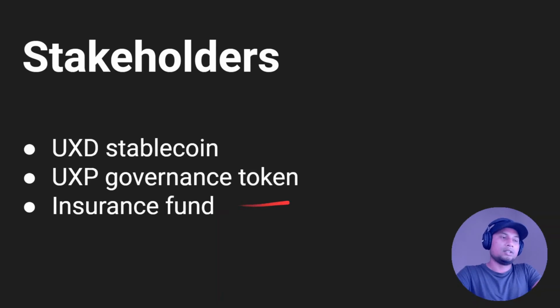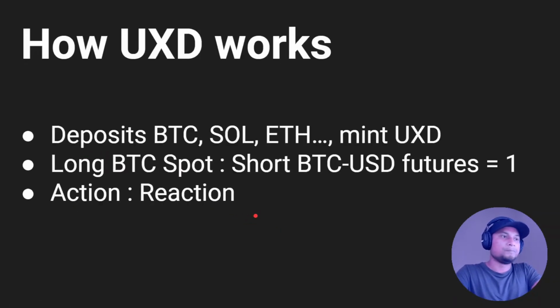Okay, and these are the three main stakeholders within the UXD protocol itself: governance token, the stablecoin itself, and the insurance fund. Okay, but how does UXD work? The stablecoin, how does it work? We will look into the demo after we finish the presentation. But just to understand, as of right now, you can deposit three different types of asset or collateral. You can deposit BTC, Sol, or ETH, and you can mint UXD, the stablecoin itself.